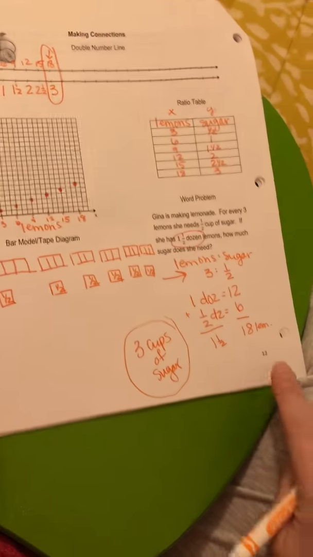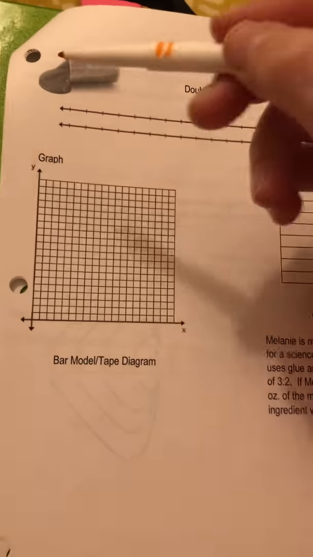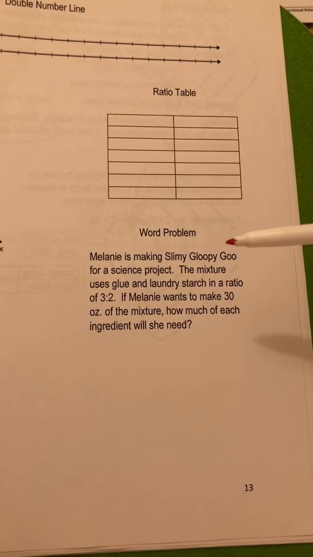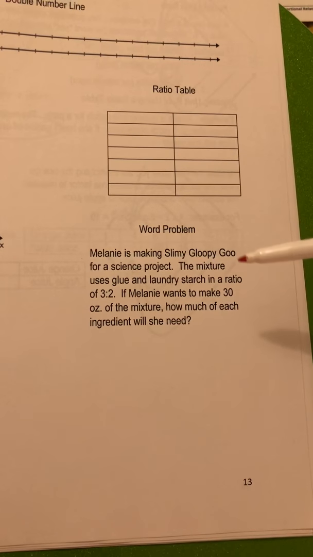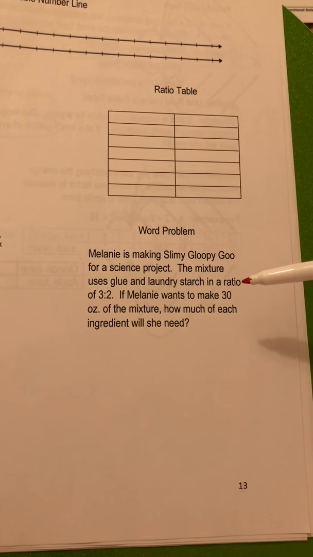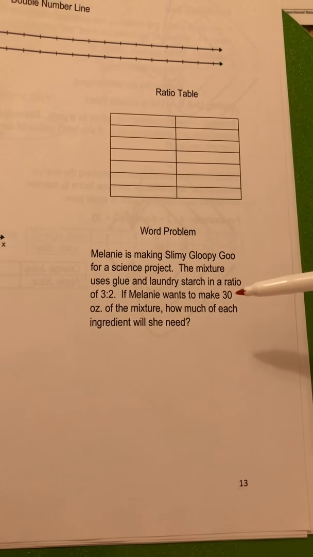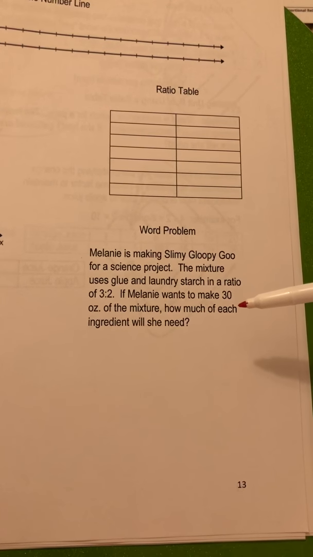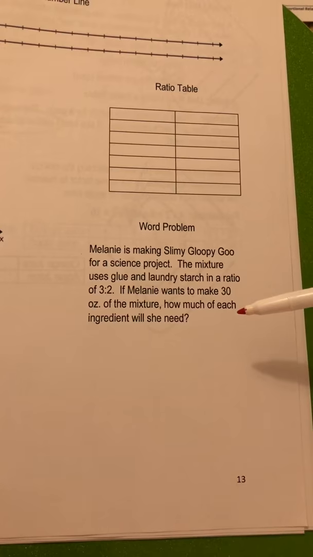Okay, so now that was page 12. Now you're going to tackle page 13, which looks like this. It's got the little paint can at the top, and the word problem says Melanie's making slimy gloopy goo for a science project. The mixture uses glue and laundry starch in a ratio of 3 to 2. Melanie wants to make 30 ounces of the mixture. How much of each ingredient will she need?